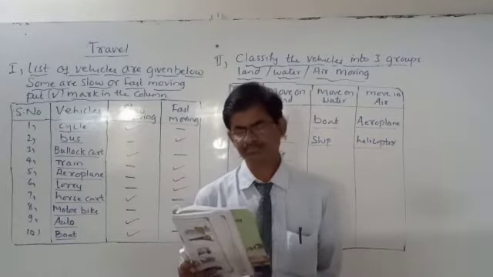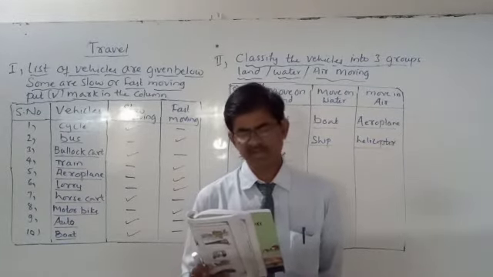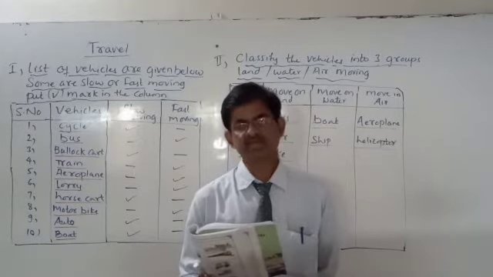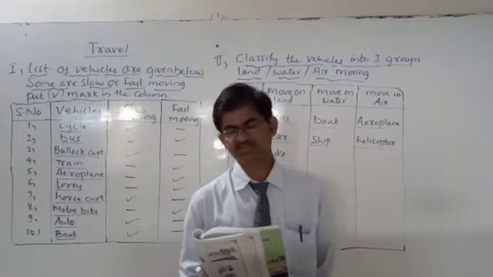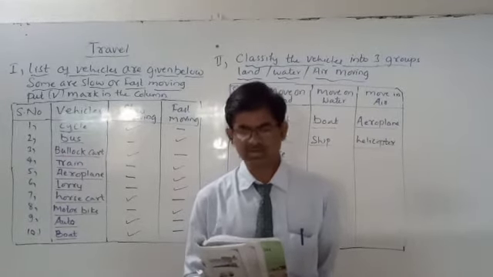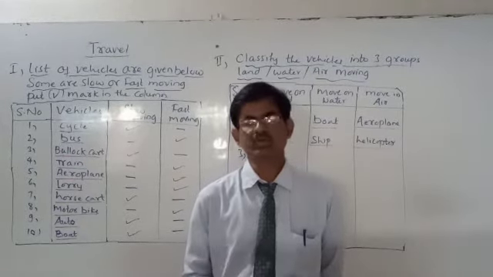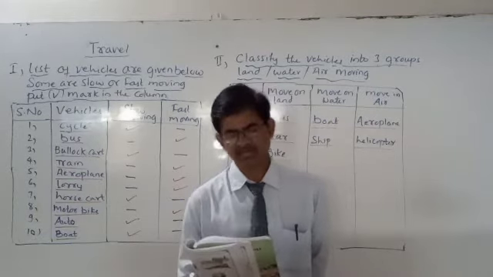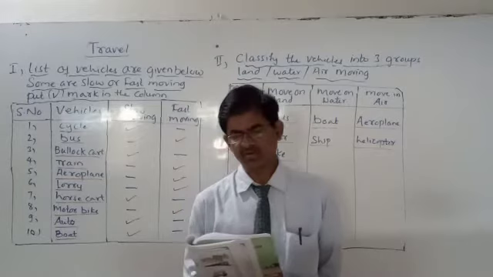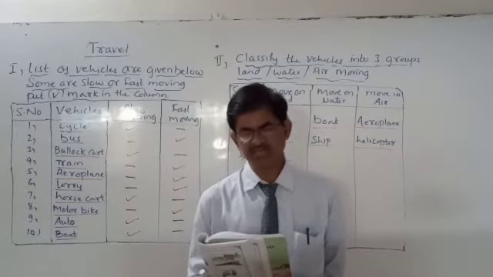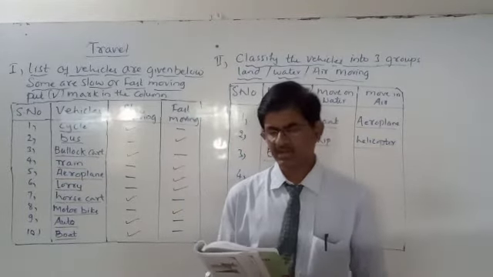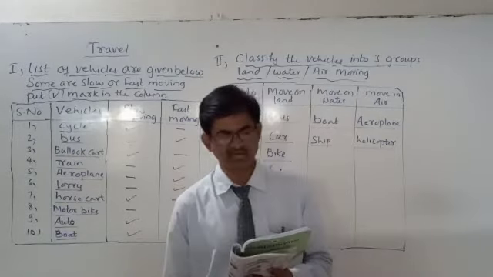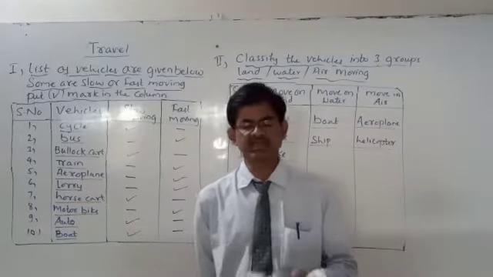Now here, for traveling, what do we need? We need vehicles. Vehicles means vehicle or whatever. So traveling means first moving from one place to other place. Understood? People moving from one place to other place is called travel. Now, for traveling, what do we need? We need vehicles.